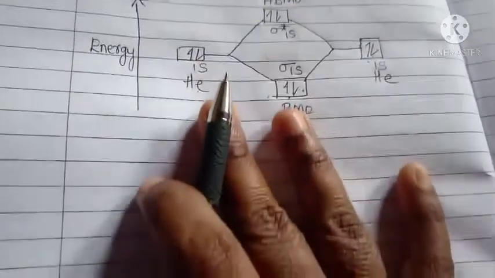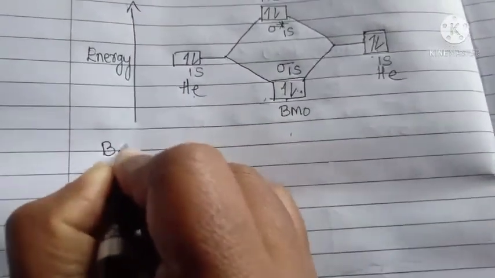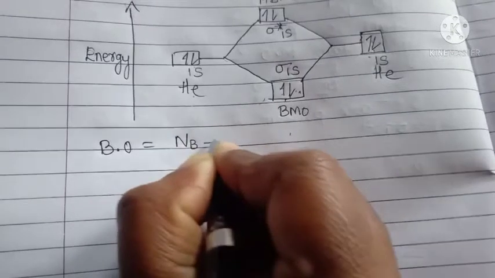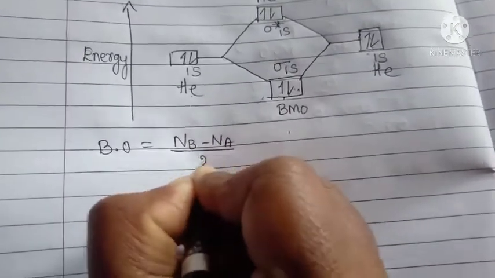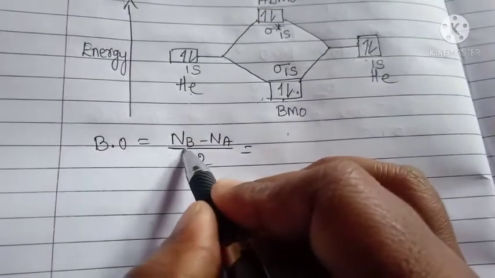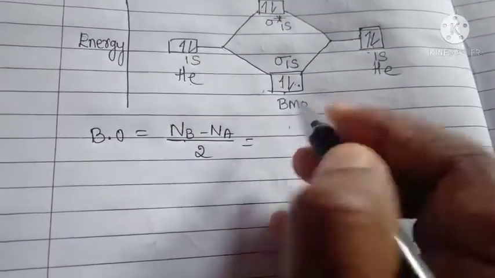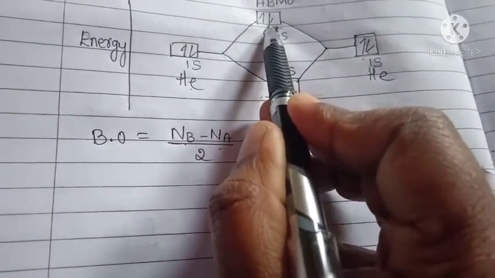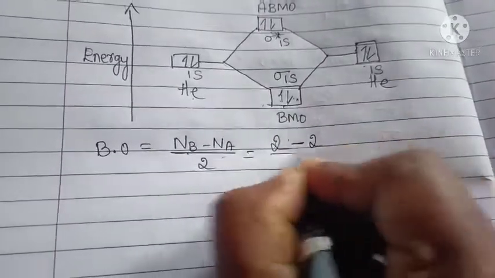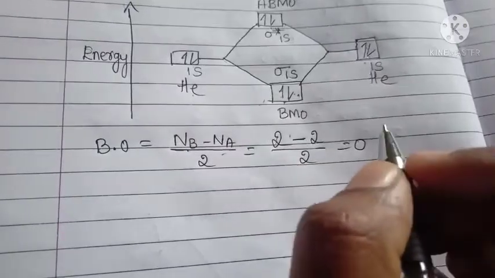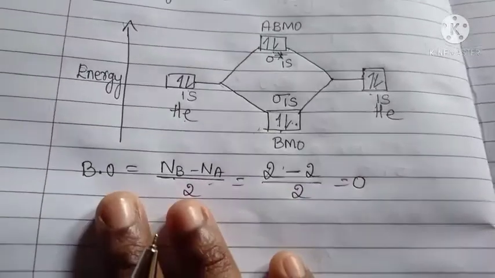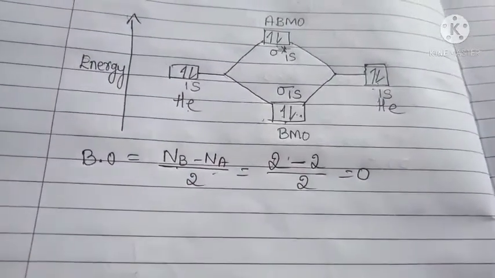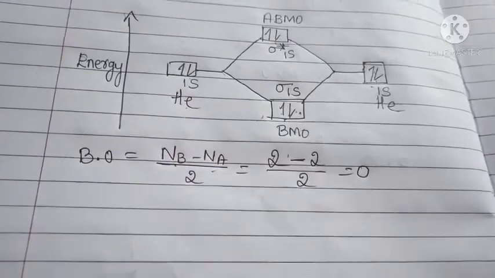Then we have to calculate the bond order, which is equal to NB minus NA divided by 2. Next, the number of electrons present in the bonding molecular orbital, how many? 2 electrons, minus NA for antibonding, which means 2 electrons, divided by 2 is equal to 0. So the bond order is 0. So that's why it is a monoatomic gas and the helium molecule is not formed. Do you get it?